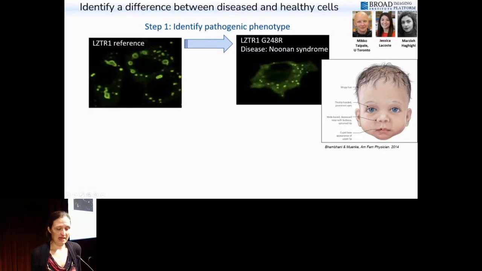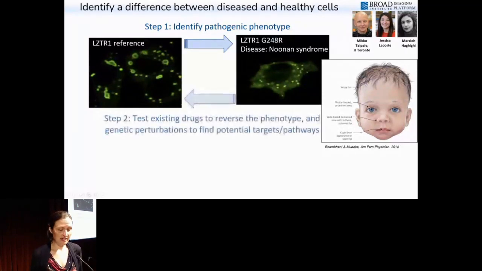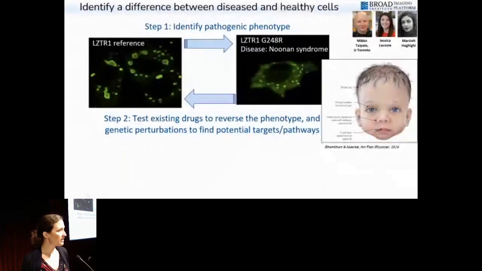We don't have to understand the mechanism in order to say, well, now that we've got cells that are in this state and looking unhealthy, we can test drugs and figure out which ones might reverse that phenotype. We can also test genetic perturbations to find potential targets and pathways that might be relevant to understand the disease better, and then eventually to do biochemical screens.